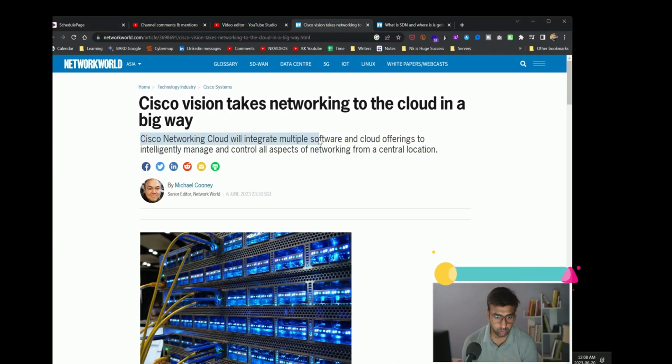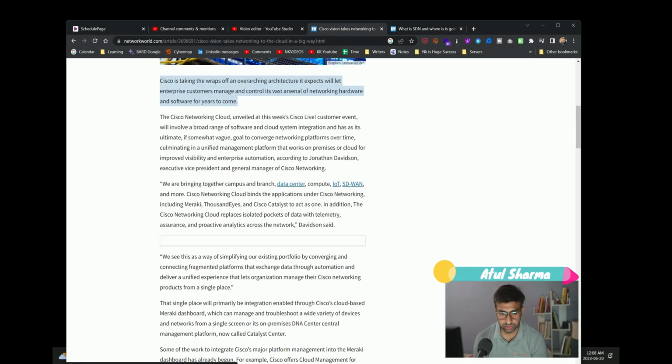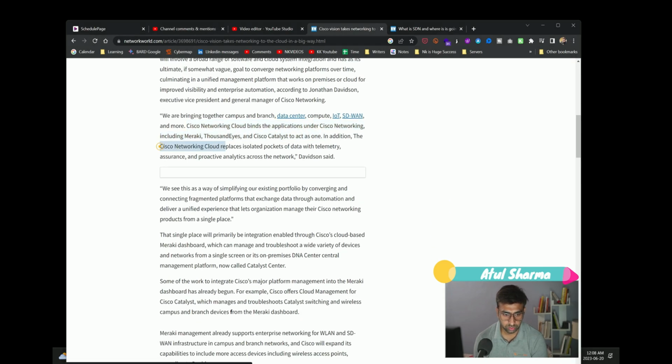Cisco Networking Cloud will integrate multiple software and cloud offerings to intelligently manage and control all aspects of networking from a central look. So what Cisco is saying, we are bringing together campus and branch, data center, compute, IoT, SD-WAN and more. Cisco Networking Cloud binds the application under cloud. Cisco Networking, including Meraki, ThousandEyes and Cisco Catalyst, to act as one. In addition, the Cisco Networking Cloud replaces isolated pockets of data with telemetry assurance and proactively.